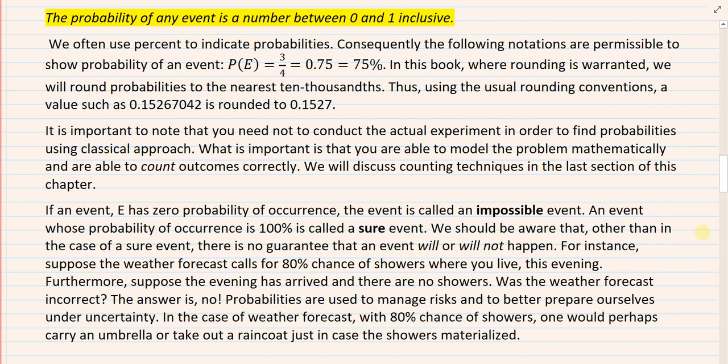So what is the probability that we will have snow in the next 5 minutes, and suppose we're in the middle of a summer heat wave? That's going to be impossible, so that's 0. And what is the probability that it will not rain, let's say when the skies are clear? That's a sure event, 100%.